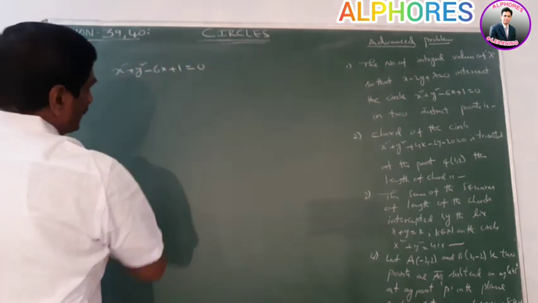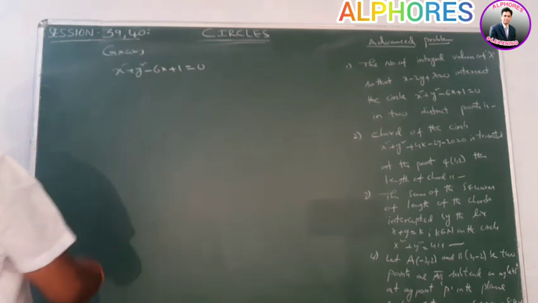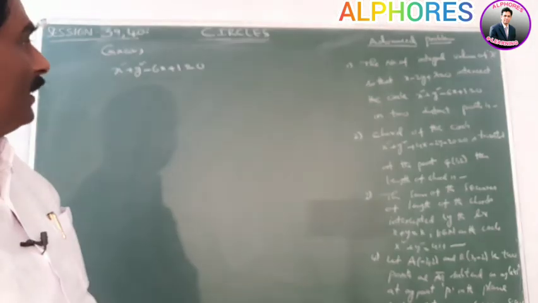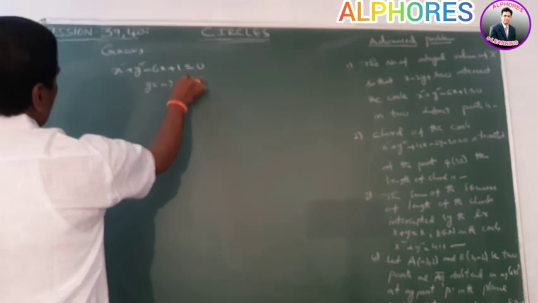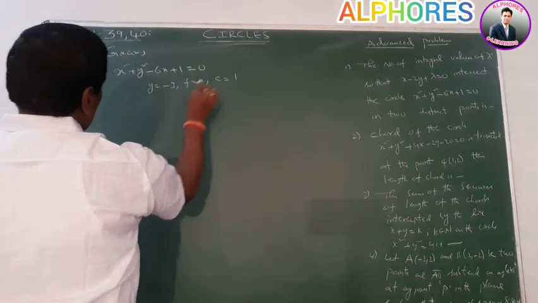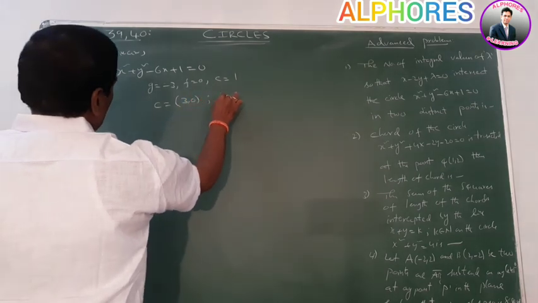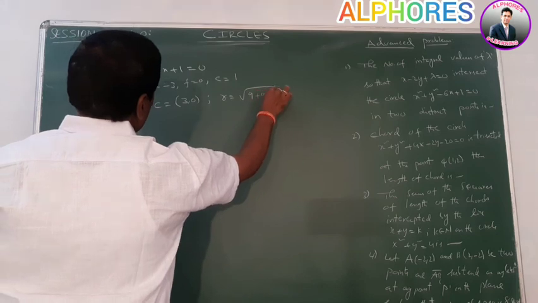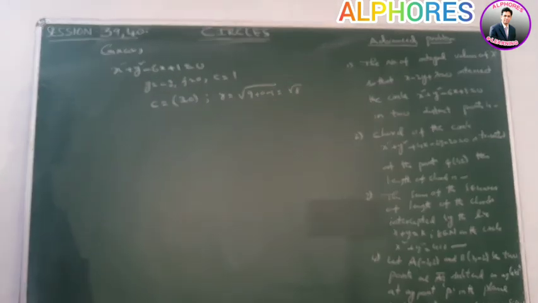at 2 distinct points. First, given circle is x square plus y square minus 6x plus 1 is equal to 0. Here G is equal to minus 3, F is equal to 0, C is equal to 1. That means center of the circle is minus G comma minus F, which is 3 comma 0, and radius is equal to root over G square plus F square minus C, which means 9 plus 0 minus 1. Root 8 means 2 root 2. That is the radius of the circle.